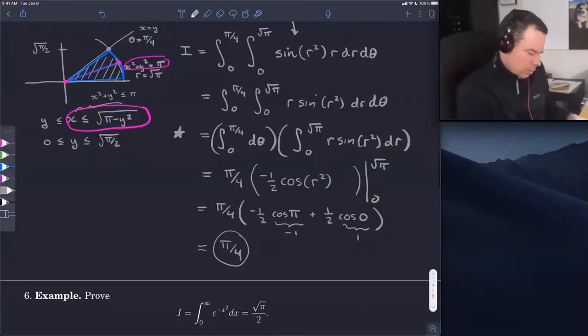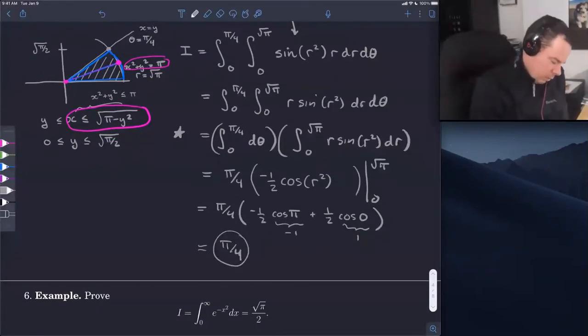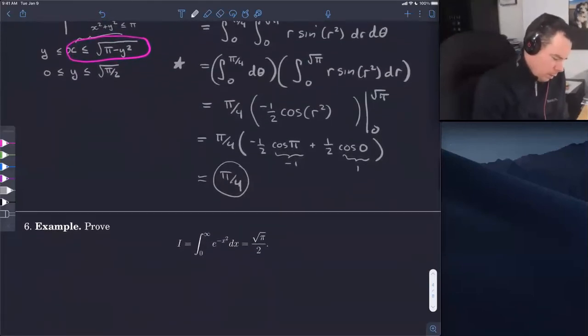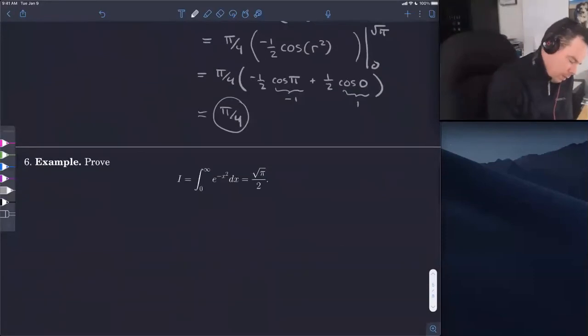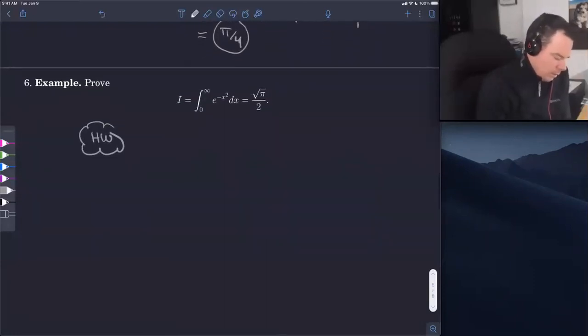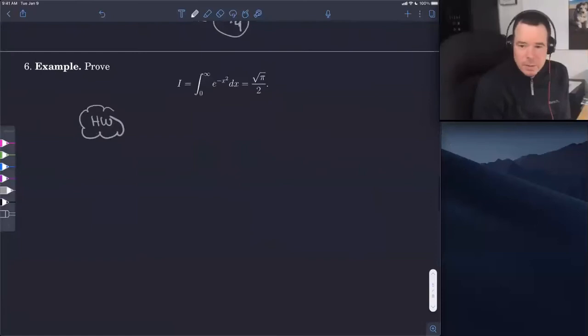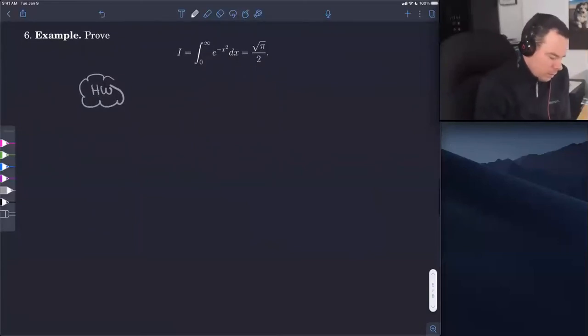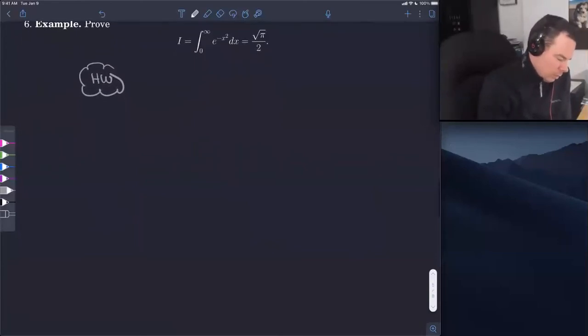So that was one of the results we had at the very end of section 15.1. Okay, let's have a look at this next one. I believe I put this on the homework, so I'll leave it for there. It's just a nice example where it says we can actually use multivariable techniques to answer questions about single variable integrals. And so I'll leave it.